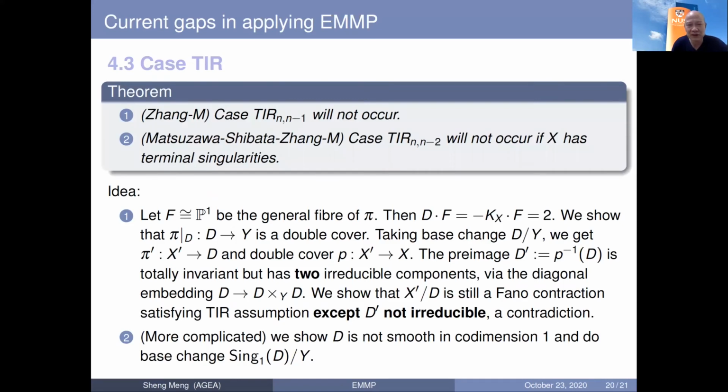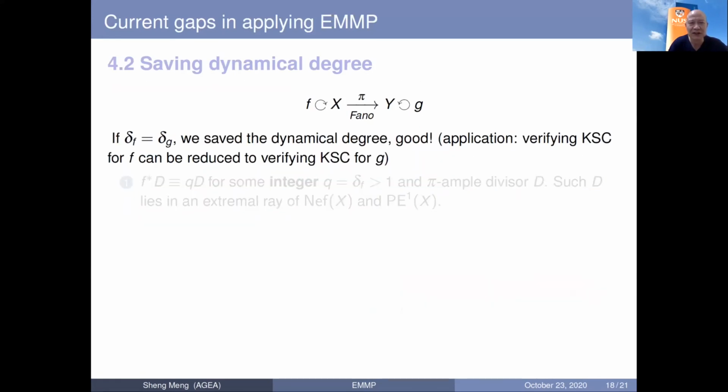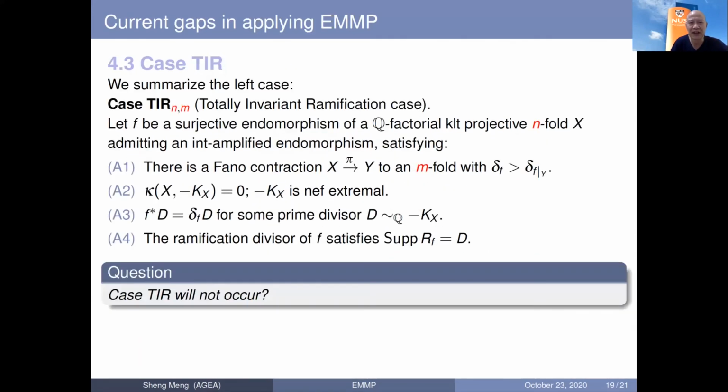So the Kawaguchi-Silverman conjecture, if you can say this TIR case does not happen, then you can say the Kawaguchi-Silverman conjecture is true, right? No. But with the assumption here, X admitting an int-amplified endomorphism, for this kind of varieties, only for this kind of variety. So you just need one int-amplified endomorphism, then you can say all the other amplified ones satisfy KSC, right? Yeah.